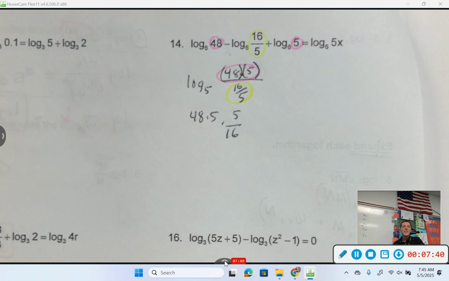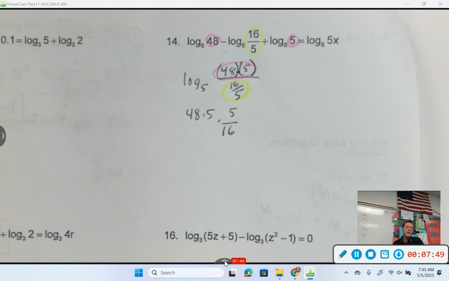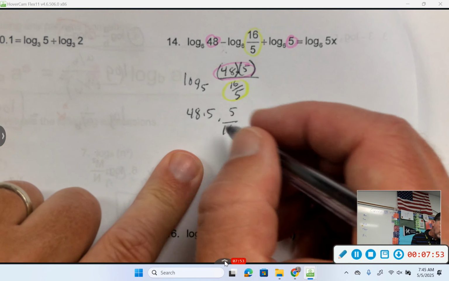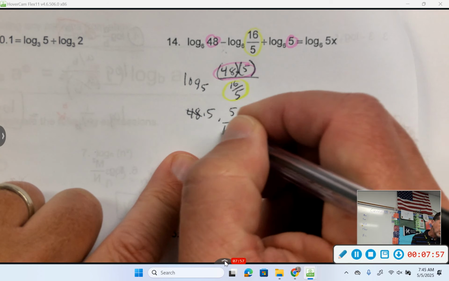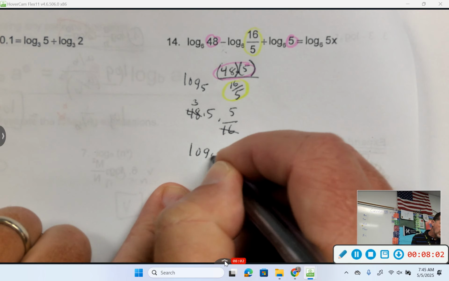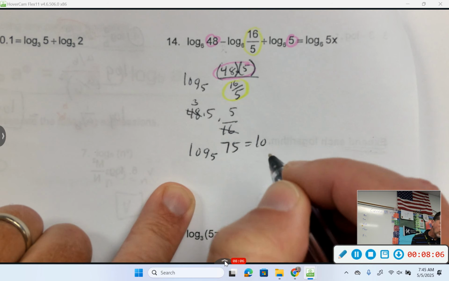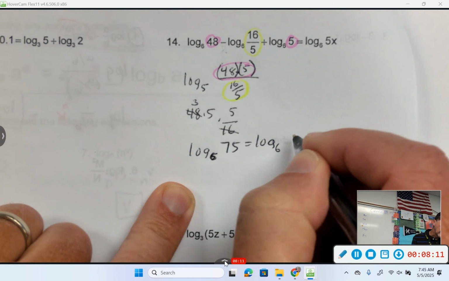Okay, so the 5s did not cancel. That's probably why we picked this problem to work, because people are going to cancel those 5s, right? Oh, there's a 5 in the top and a 5 in the bottom, therefore they cancel. Well, not necessarily. 48 over 16, that at least reduces. That would be 3. So 25 times 3 is 75. Oops, that's base 6. Equals log base 6 of 5x.